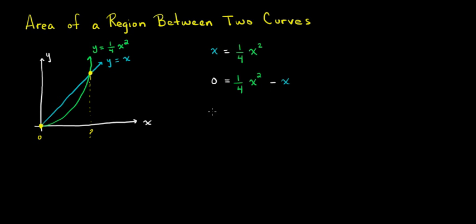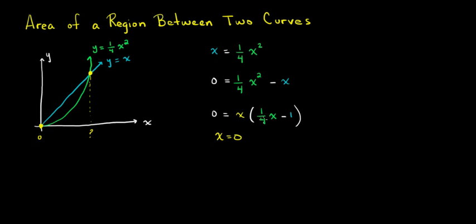If I factor out one of the x's, I'm left with 0 equals x times (1/4 x minus 1), since the x has been factored out and I'm left with just a -1. Now I can set each term equal to 0 and figure out where these actually intersect. One solution is x equals 0, and that's pretty clear from the picture. Right at 0 they intersect.